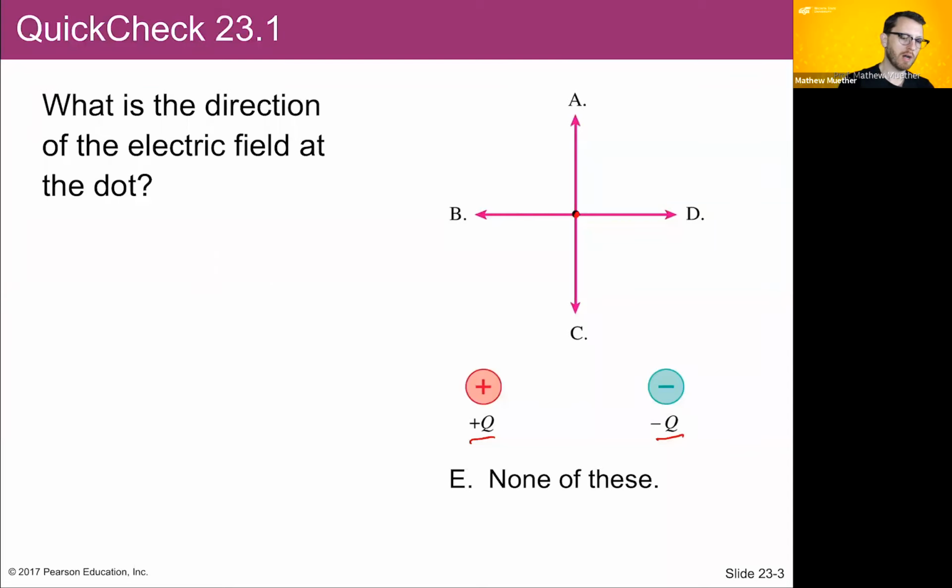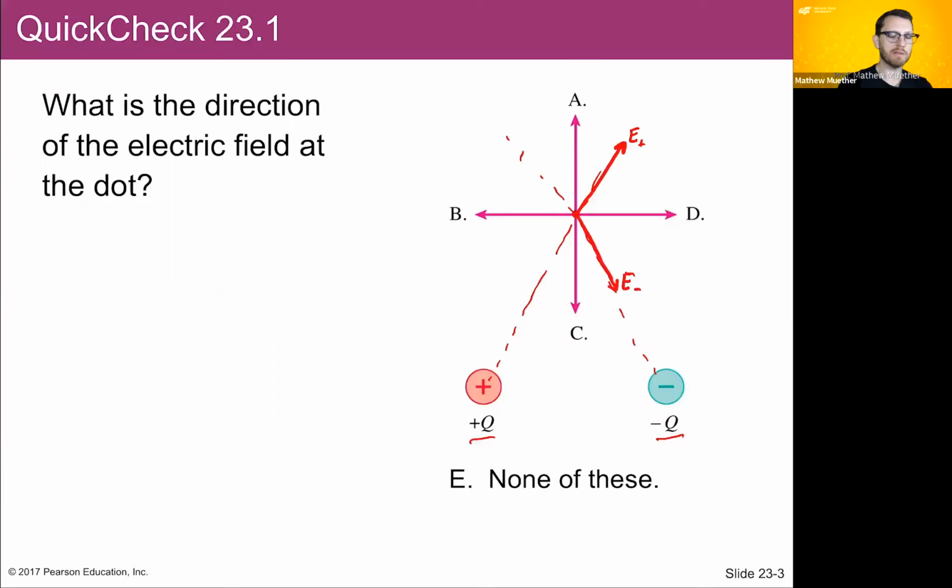If I draw a line that runs from this positive charge up to that point that I'm investigating, I know that the electric field at this point points radially away. So the electric field coming from that positive charge points this way. For the negative charge, I can draw a line that connects that point to the negative charge. I know electric fields point radially in towards negative charges, so that electric field points in like this.